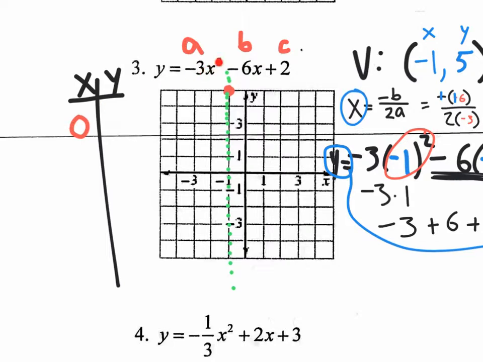Plug in 0 right there. 0 squared is 0. -3 times 0 is 0. 6 times 0 is 0. 0 minus 0 is 0. Of course, our c value is the answer. 0 plus 2 is 2.